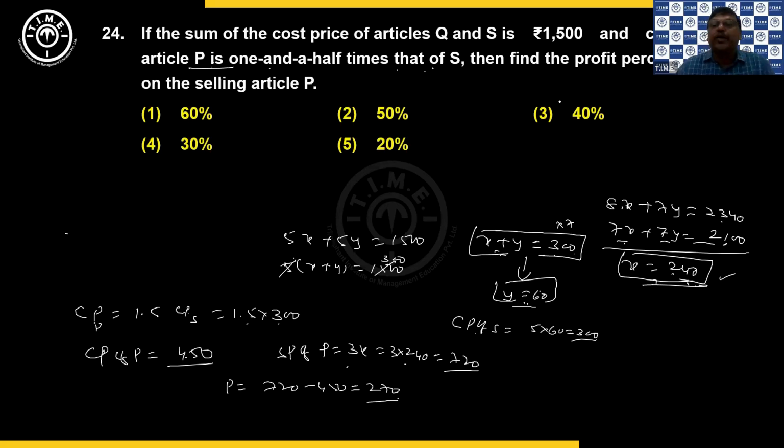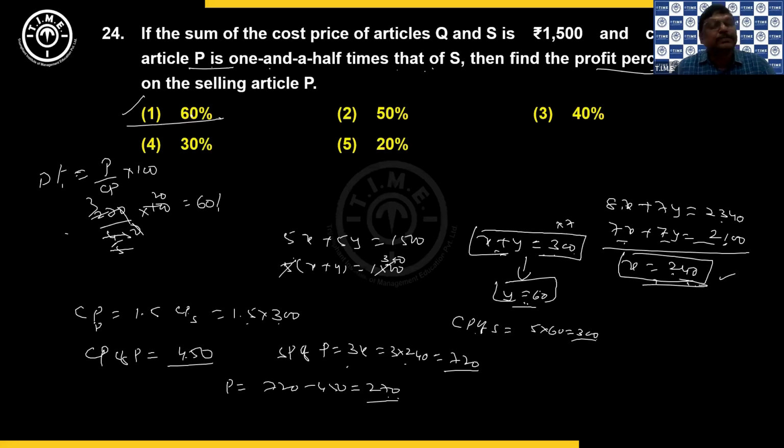But students, I want the profit percentage, and profit or loss is always on cost price, I said. What is the profit percentage? Profit by cost price into 100. Profit is 270 by cost price 450 into 100. You can say 9 3s, 9 5s, 5 20s, 320, 60%. Done? Right.